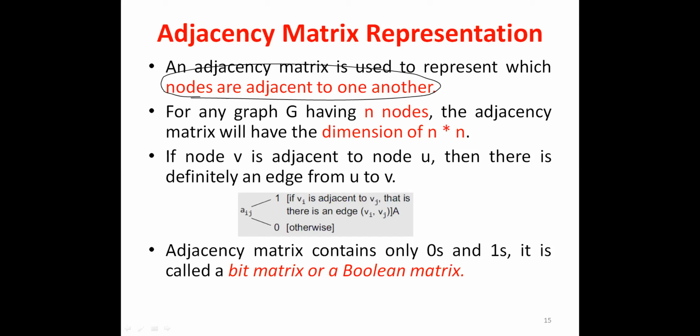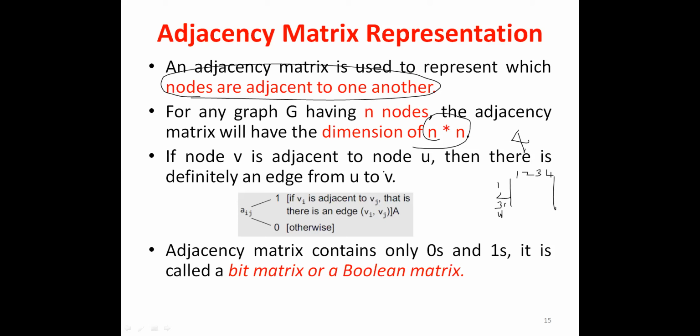For any graph G having n nodes, the adjacency matrix will have dimension n by n. If we have 4 nodes in a graph, then the dimension of the matrix is 4 by 4. It will be like this, having 1, 2, 3, 4, with 4 rows and 4 columns. If we have 5 vertices in a graph, then it will be a 5 by 5 matrix.